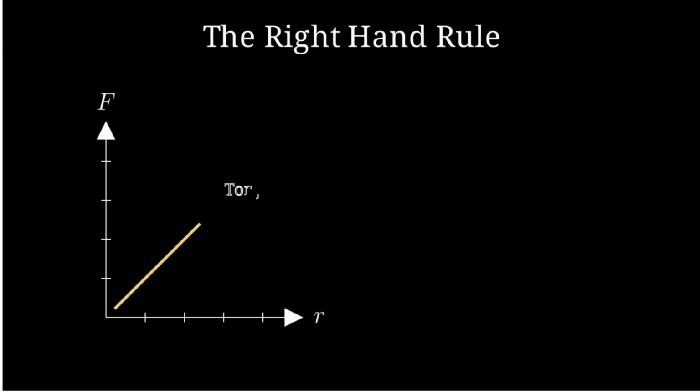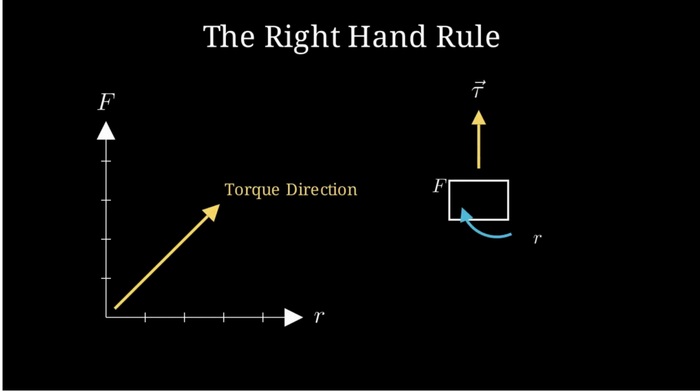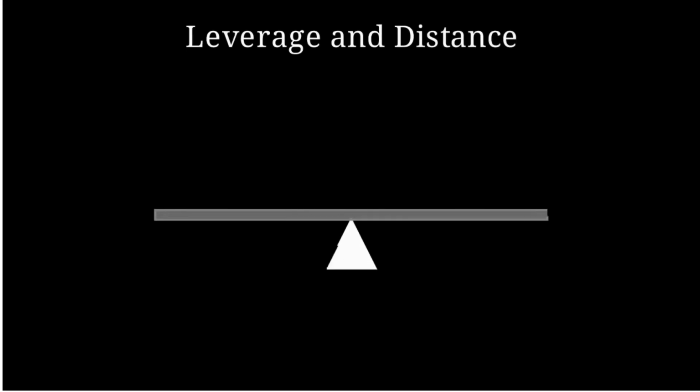Torque is a vector quantity. We use the right-hand rule to find its direction. Curl your fingers from the direction of r toward F, and your thumb points in the direction of the torque vector. This explains why longer levers make work easier.